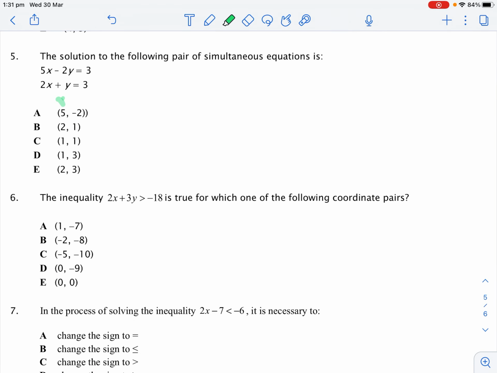Go back to my problem. Here's my x, still on the highlighter, x value, y value. So x equals 1, y equals 1. The answer is C.